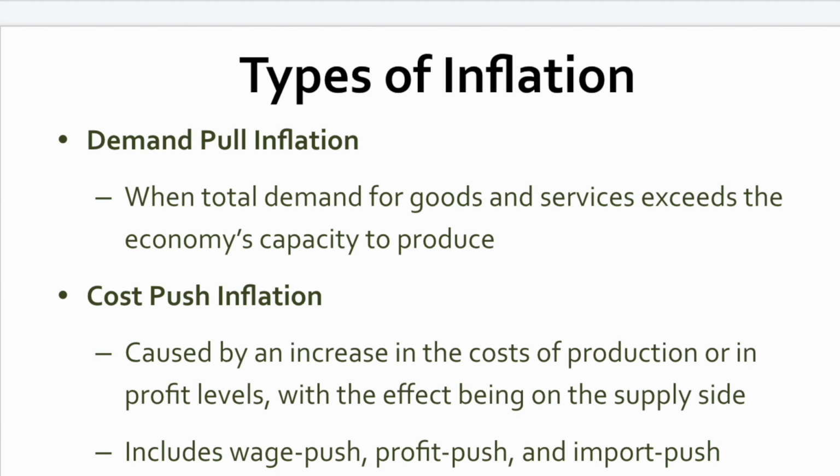We also have cost-push inflation. That's caused by increases in the cost of production or in profit levels, or the effect of being on the supply side. It includes higher wages, for example: companies paying higher wages, companies demanding higher profits, or imports driving up prices. That really is inflation caused by companies' costs going up. Usually demand-pull and cost-push inflation end up working at the same time.